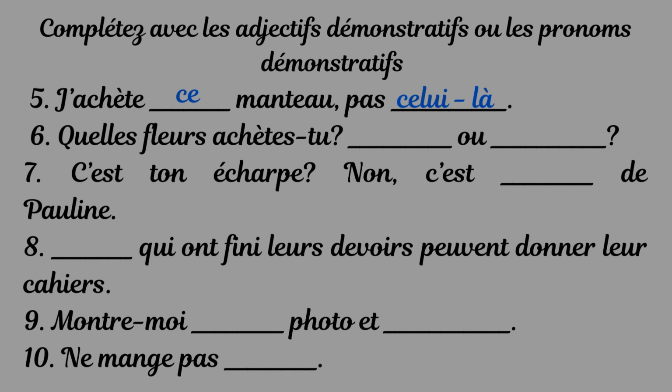Next, quelles fleurs achètes-tu dash ou dash? Now you can see that we are comparing here. We are giving choice also. Which flowers are you buying? These ones or those ones? So since flowers are feminine and plural, we'll use celles-ci ou celles-là. Next one, c'est ton écharpe? Non, c'est dash de Pauline. Now here, because we are talking about possession, no, this belongs to Pauline, so we'll be using celle because écharpe is feminine singular.